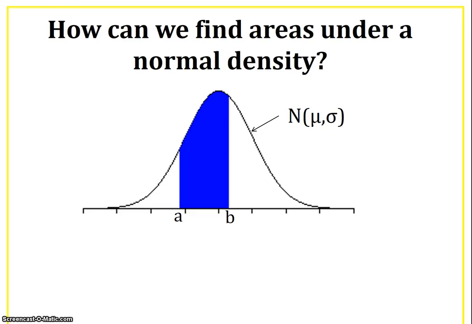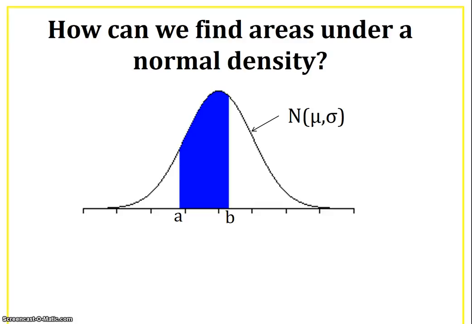Now, I said that the proportion of the population that falls within a certain range, say between A and B, is equal to the area under the distribution curve between A and B. So that's that shaded blue area here. And the question becomes, okay, so if we want to figure out what proportion of the population that is, how can we find areas under the density curve?